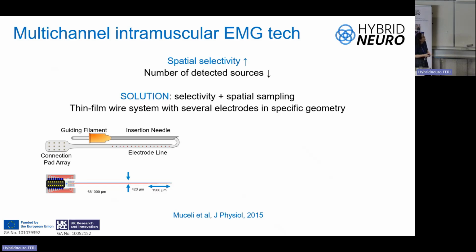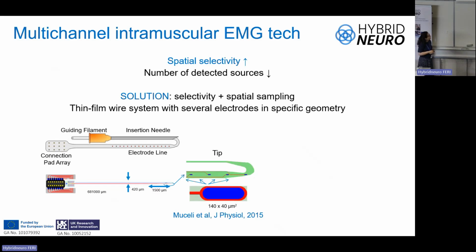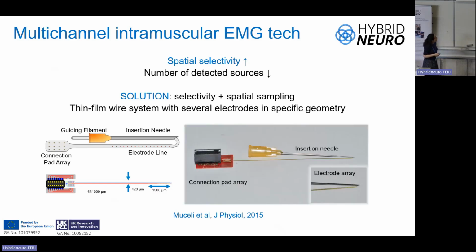This is the first prototype that we developed. It's a very thin wire, just 20 micron thick, and we place 16 detection sites in this electrode. These are made in gold and platinum. They are as small as a normal intramuscular electrode, and you can see here that they are so small that probably you cannot even see them.